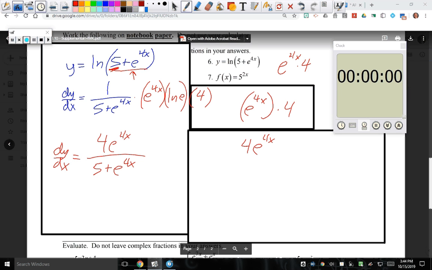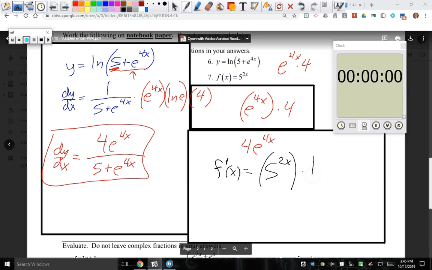Now, I'm about to show you something right now that will help you for other problems. Well, actually, you know what? It's in number 7. You're going to see it with number 7. 7's derivative is, this is an exponential function. So it's going to be the carbon copy times the natural log of the base times the derivative of the power.